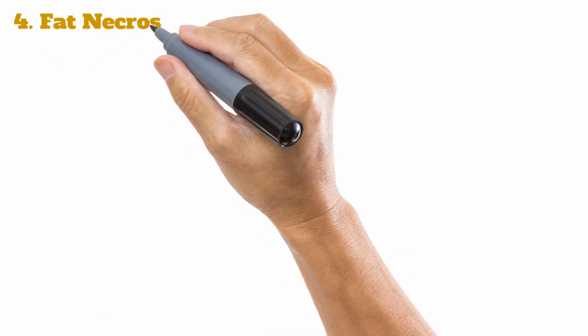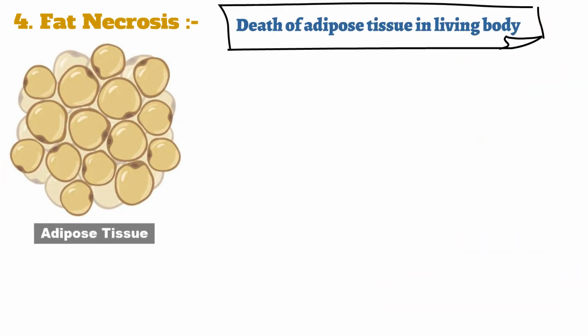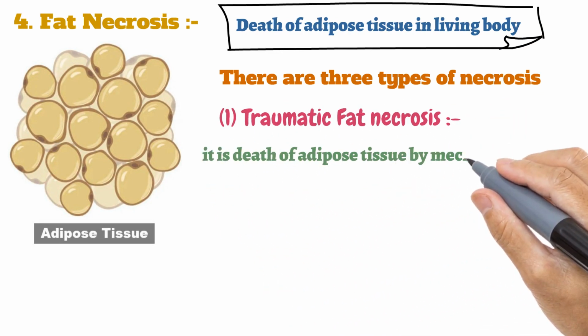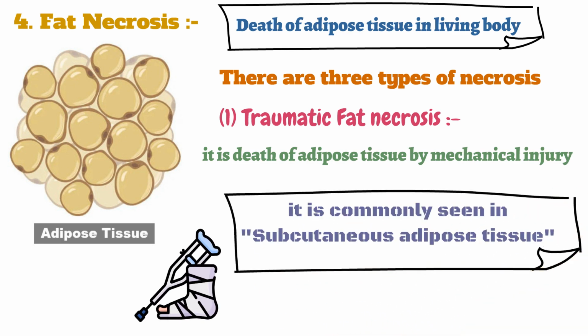Fourth one is fat necrosis, meaning death of adipose tissue in the living body. There are three types of fat necrosis. First one is traumatic fat necrosis. It is the death of adipose tissue by mechanical injury. It is commonly seen in the subcutaneous adipose tissue.